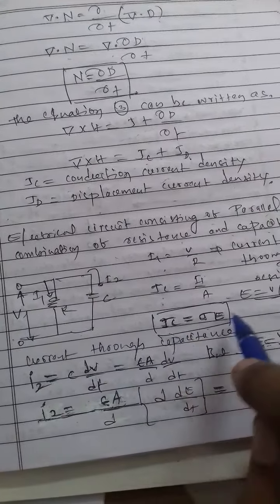D is equal to epsilon E. But if E is equal to E raised to j omega t, from that one Jd is equal to j omega epsilon E. So that sigma upon omega epsilon greater than or equal to 1 is a conductor, sigma upon omega epsilon less than or equal to 1 is a dielectric. So that Jc by Jd is equal to sigma E upon omega epsilon E is equal to sigma upon omega epsilon. That is the ratio of these two.